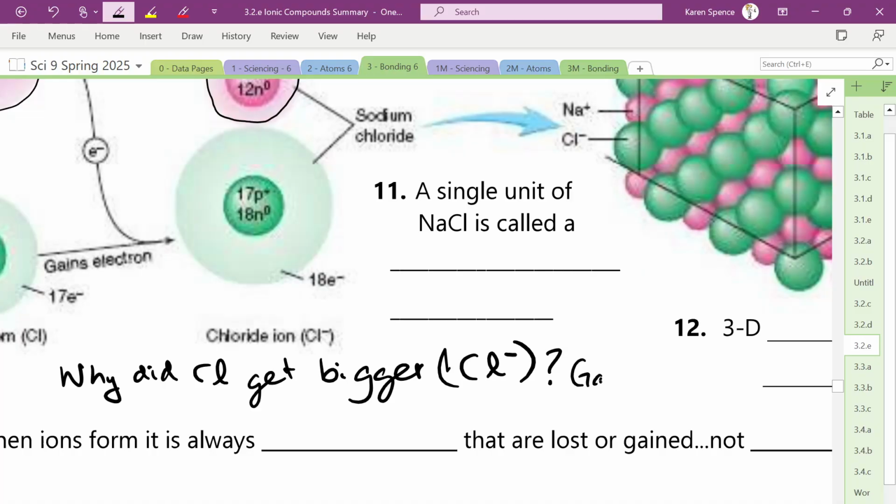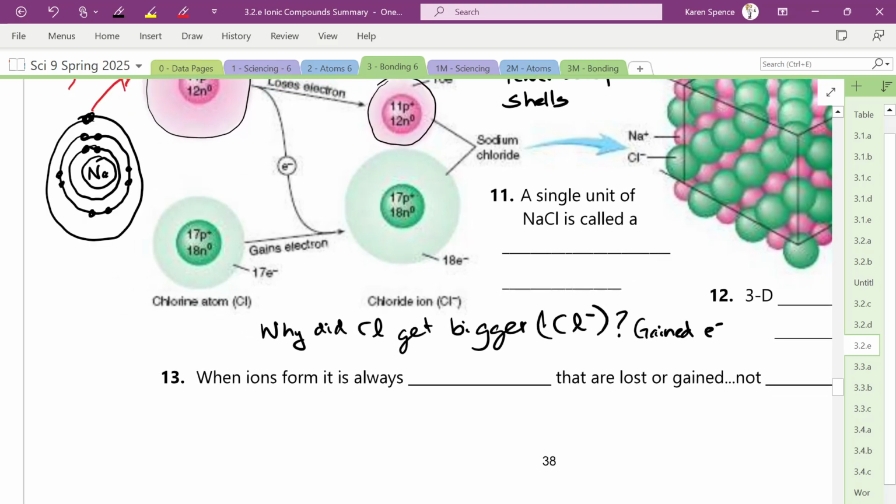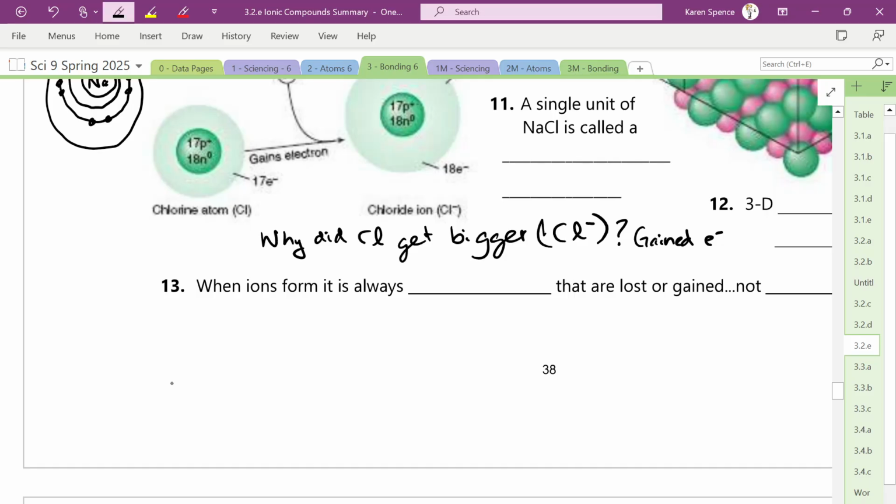So it gained an electron. Did that electron go into a new shell? Let's take a look at the outer shell of chlorine. Here's chlorine. Chlorine has 17. Do I have to draw all of them? Okay, I guess I will. 1, 2, 3, 4, 5, 6, 7, 8, 9, 10, 11, 12, 13, 14, 15, 16, 17.